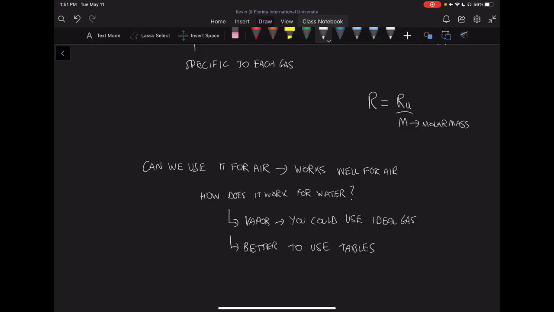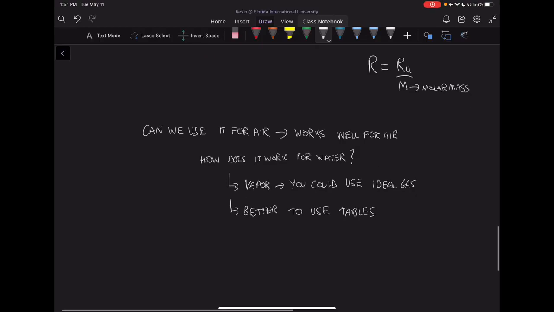Okay, now the ideal gas equation also works well in general for low density and low pressure gases.